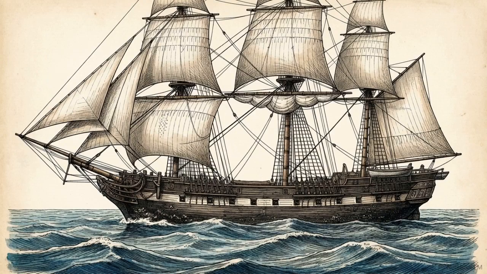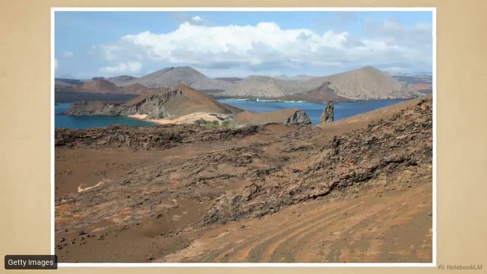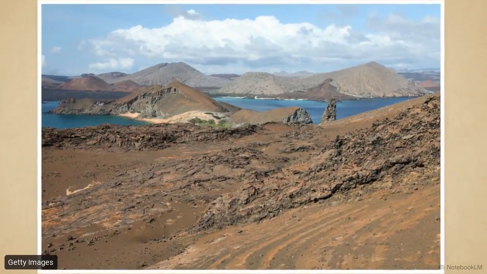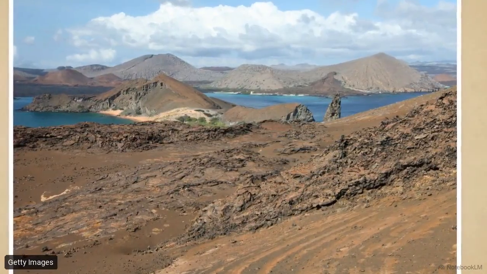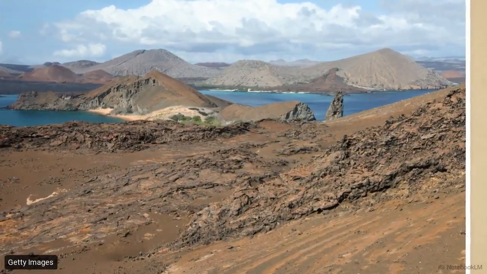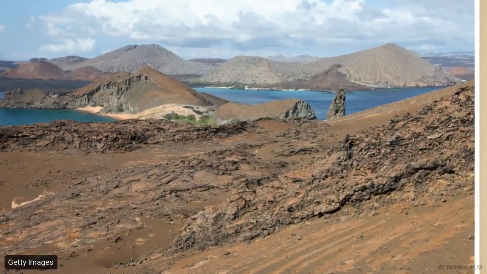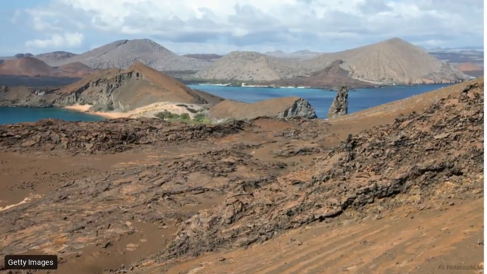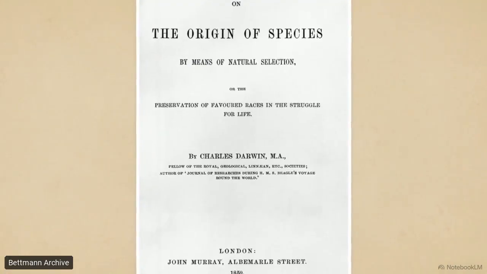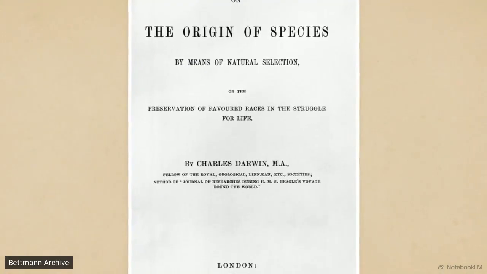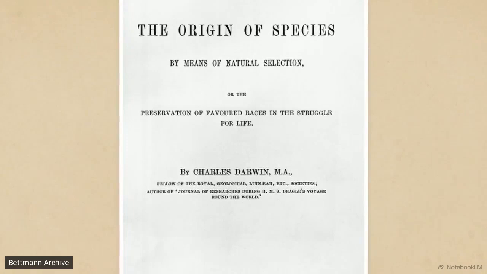In 1831, a 22-year-old naturalist named Charles Darwin boarded the survey ship HMS Beagle. His 5-year voyage took him to the isolated, volcanic Galapagos Islands, where he cataloged how giant tortoises and finches adapted to distinct ecological niches. Decades later, in 1859, Darwin published his rigorous observations in On the Origin of Species.